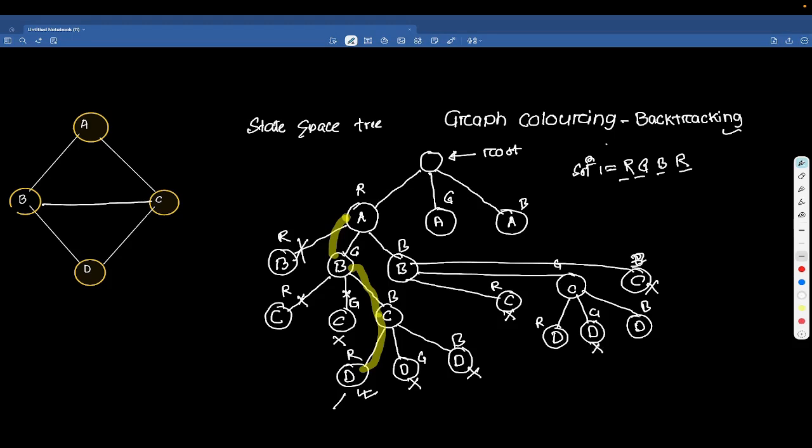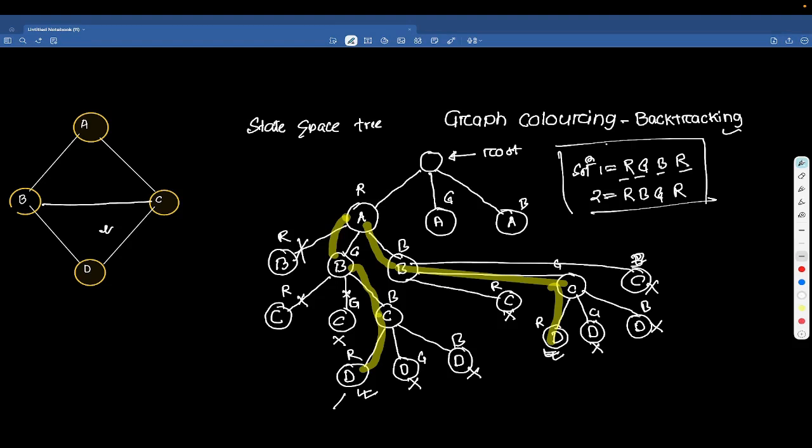Similarly, D is also attached to B. B is blue. That's why node D cannot be colored as blue. So that is why we have one solution here, with D colored as red. This is the possible solution. So according to this, we have a solution from A to B, B to C, and C to D. The solution number 2 is equal to red, then blue, then green, and then red. So this is another solution.